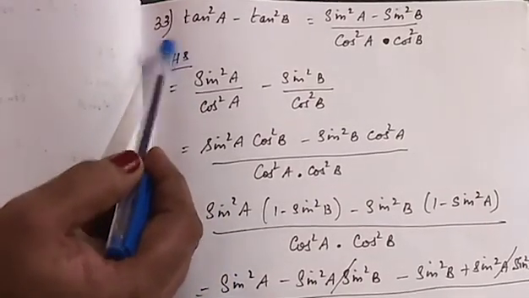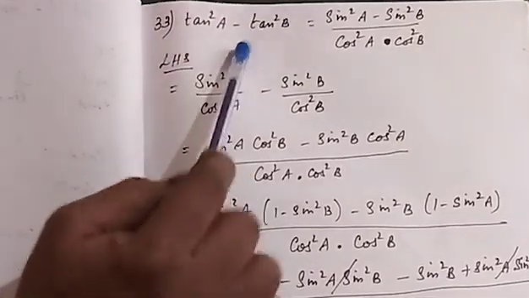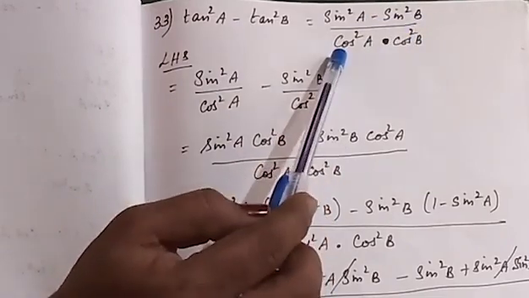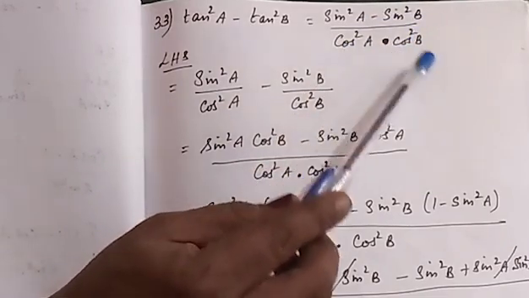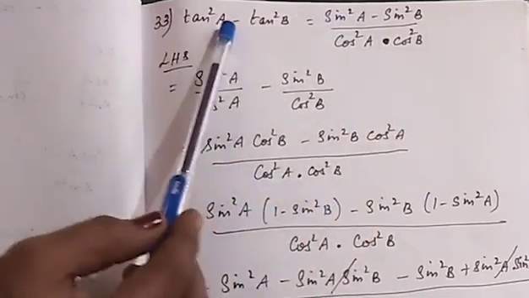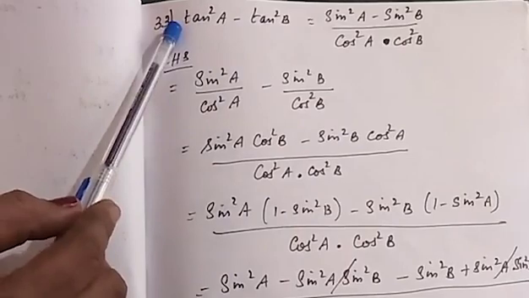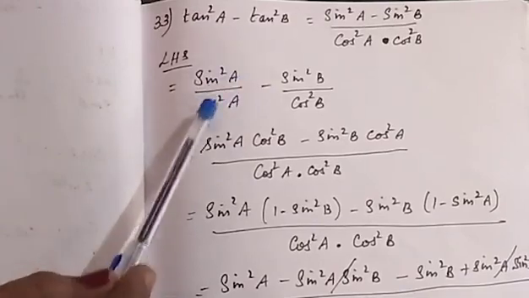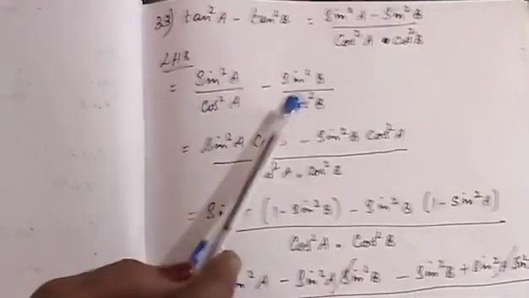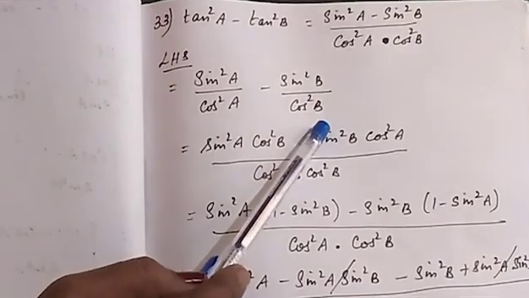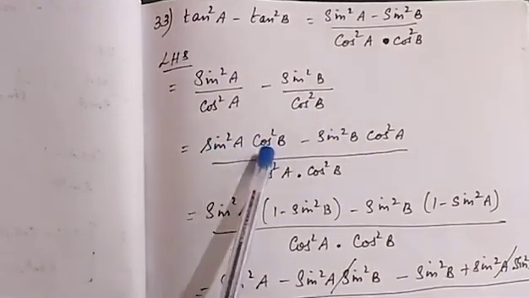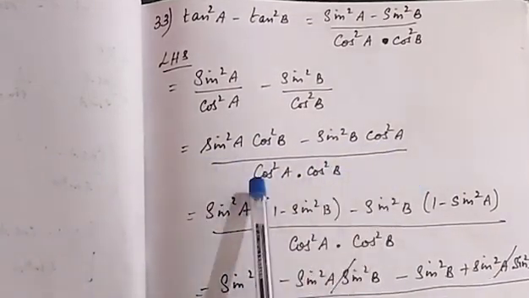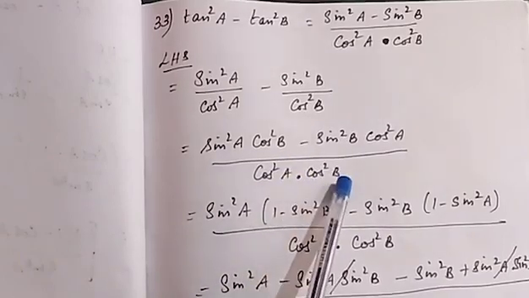Question number 33. Tan square A minus tan square B is equal to sin square A minus sin square B upon cos square A into cos square B. Okay. Take the left hand side. Tan theta is equal to sin theta upon cos theta. So, here A and B. So, write sin squared A upon cos squared A minus sin squared B upon cos squared B. Take the LCM. So, sin squared A cos squared B minus sin squared B cos squared A upon cos squared A into cos squared B.